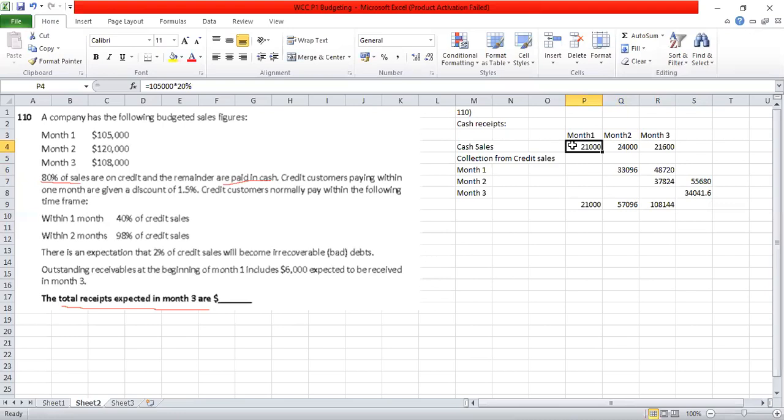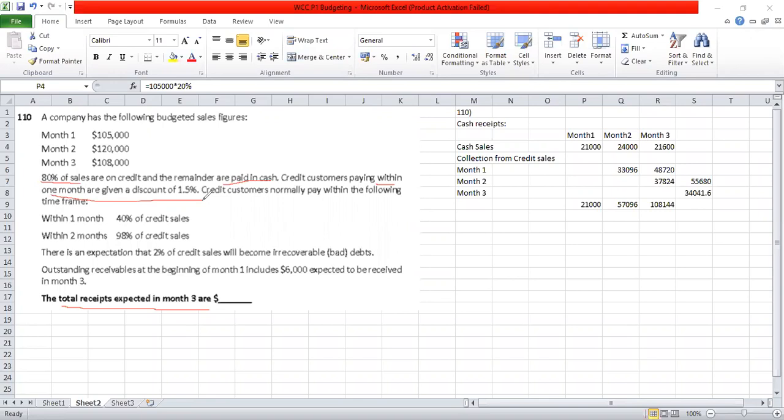80% of the sales are on credit within 1 month. So it says within 1 month. So in the same month, no? Within 1 month is the same month. Don't you think so? Credit customers paying within 1 month are given a discount of 1.5%. So it's not in the next month. But if it's within 1 month, that means they pay in the next month. Like the time period of 1 month will pass and then they'll pay. No. Then they would specifically mention they will pay in the next month.